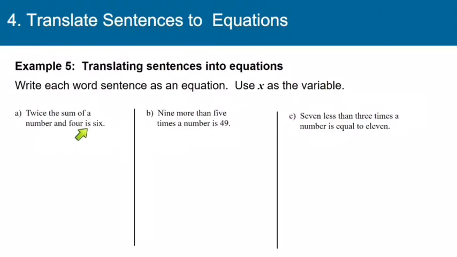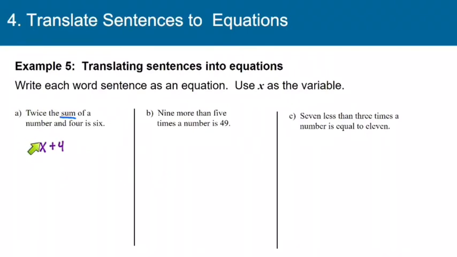So the word "is" is going to be your tip-off that you're dealing with an equation here. So let's look at this phrase, twice the sum of a number and 4. Now, one thing that I think will be helpful to you is to always start writing with the unknown number. So since this says the sum of a number and 4, that's the part I'm going to start with. Okay, sum means addition. So the sum of a number and 4 is going to be x plus 4.